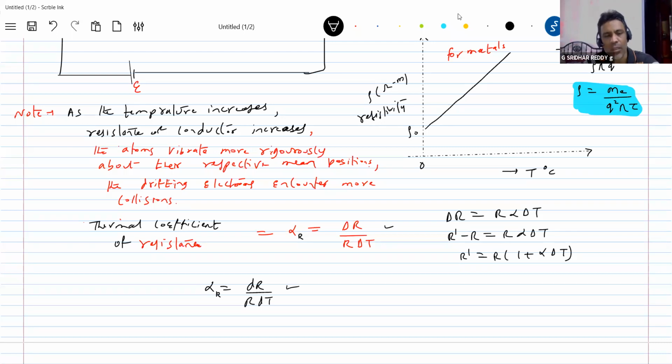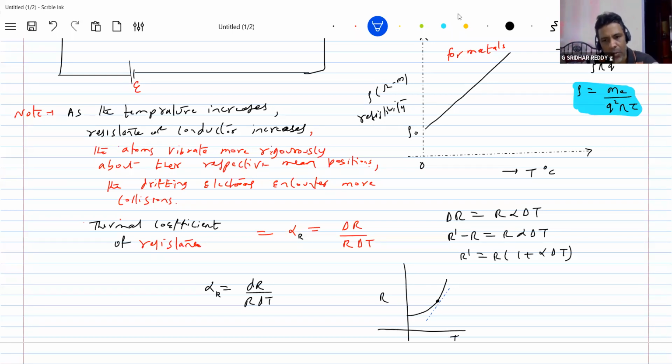dR by dT is what? Slope it will become. Here, this is like an average, and this will become instantaneous at that temperature. Average velocity, instantaneous velocity, similar to that. Suppose this is R, this is T. If the curve is like this and you want to define alpha here, what you should do is draw a tangent at this point, calculate the slope of that, and then with that we'll get the alpha.